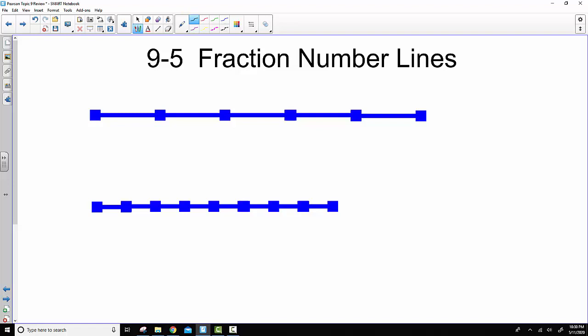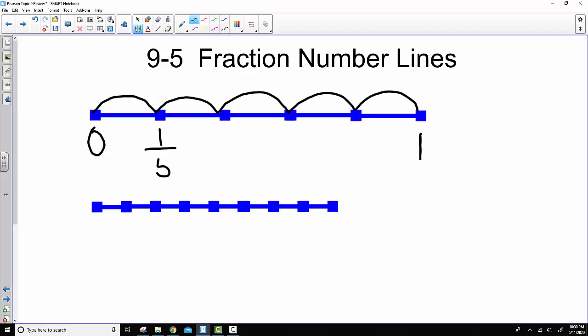Next, let's think about fraction number lines. If we start with 0 and our ending point of this line segment is 1, we need to find out how many parts this number line is divided into. So starting at 0, we can see that there's 1, 2, 3, 4, 5 parts. Again, the denominator determines how many parts. So moving from 0, we would say that this point would be 1/5.